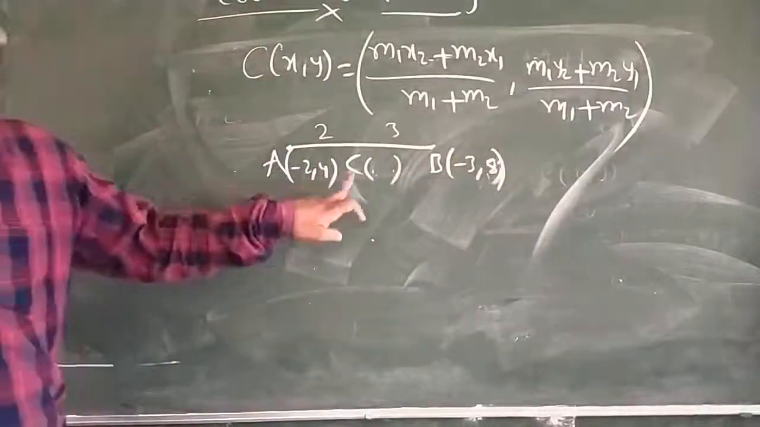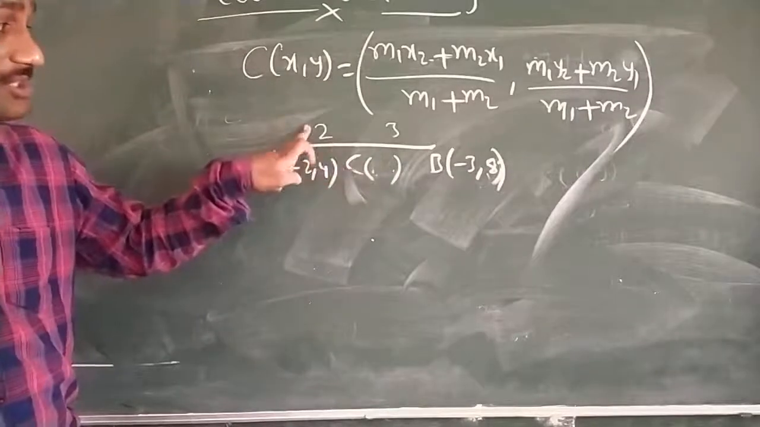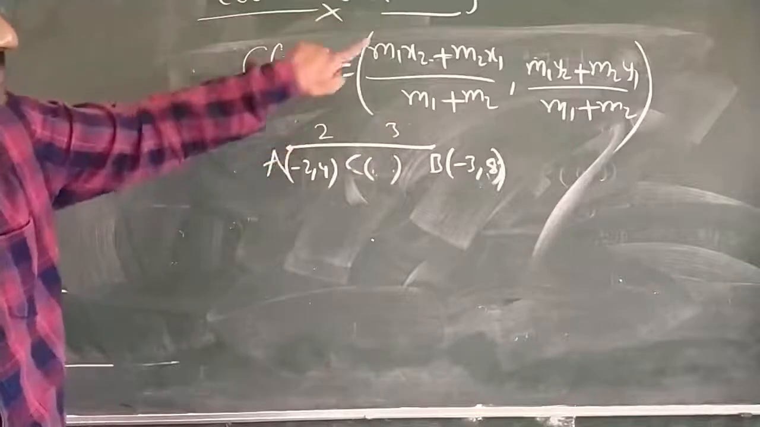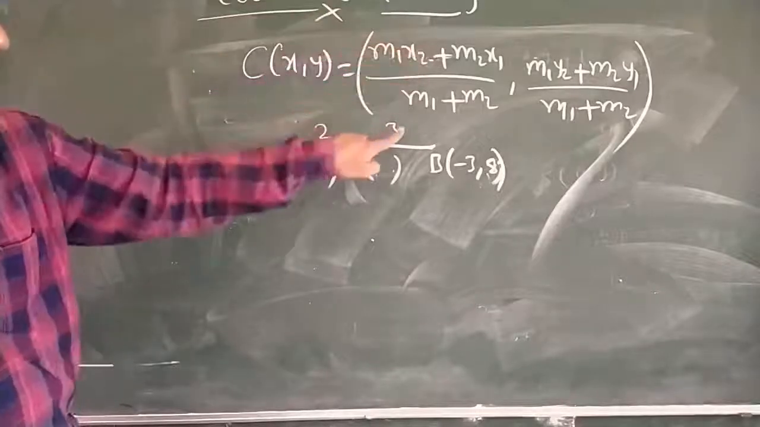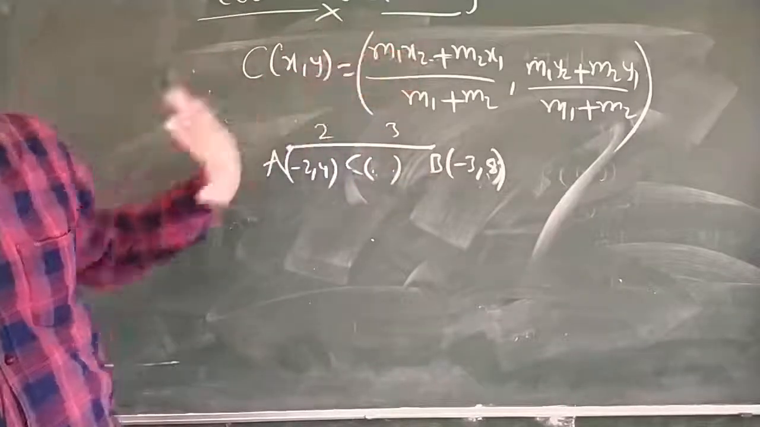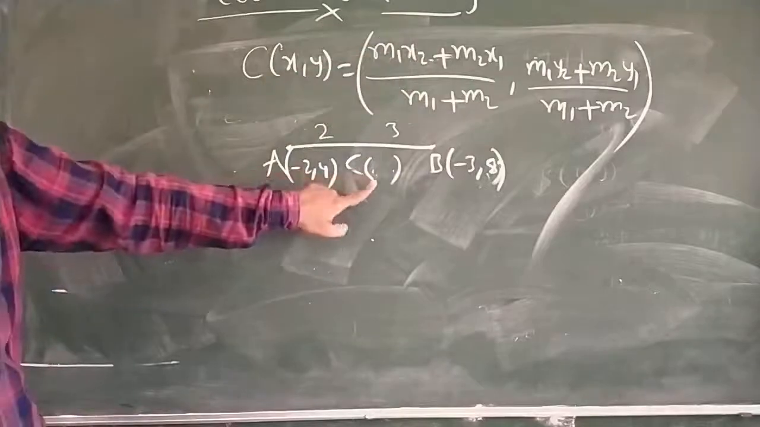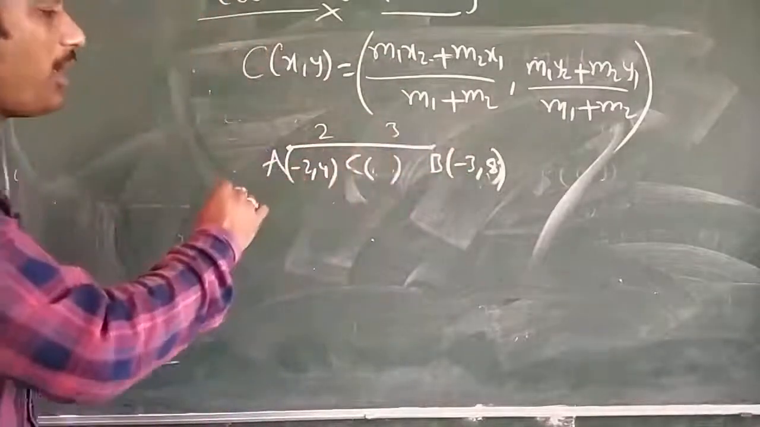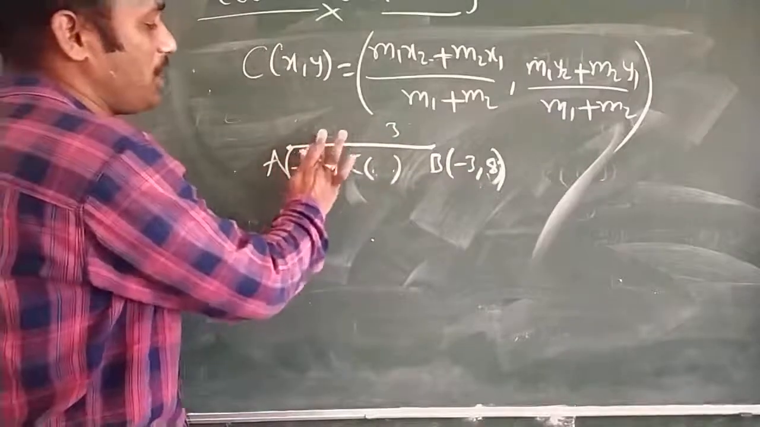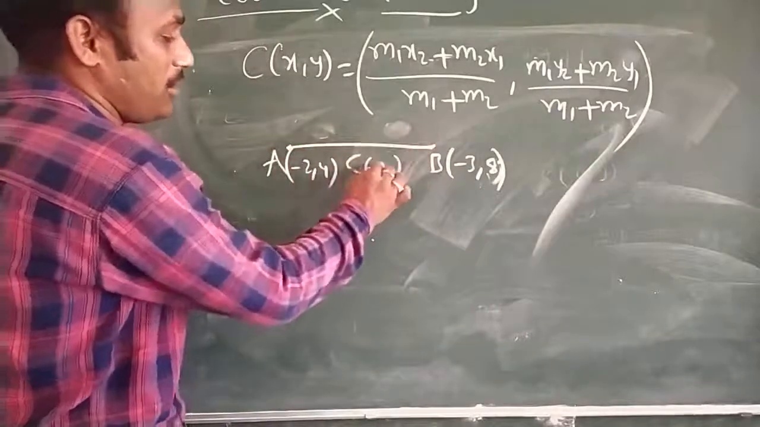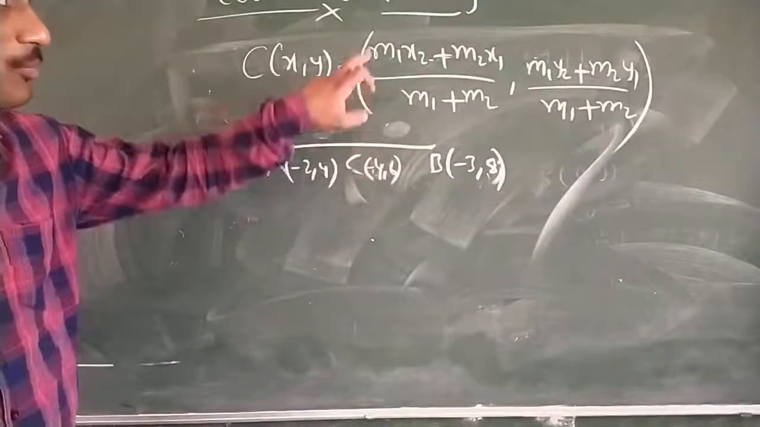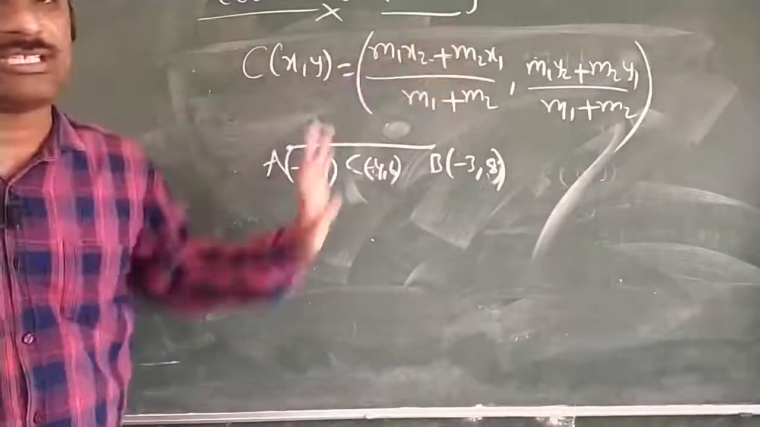So he will ask, find the coordinates of the point C which is dividing in the ratio 2:3. So it is a direct question. We have to substitute the ratio in place of m1, m2 and the points we have to substitute. Then we will get the coordinates of C. An indirect question is: in what ratio it will divide. In what ratio it will divide means he will not give this ratio and he will give this answer. So we have to find out what is the m1 value and what is the m2 value.